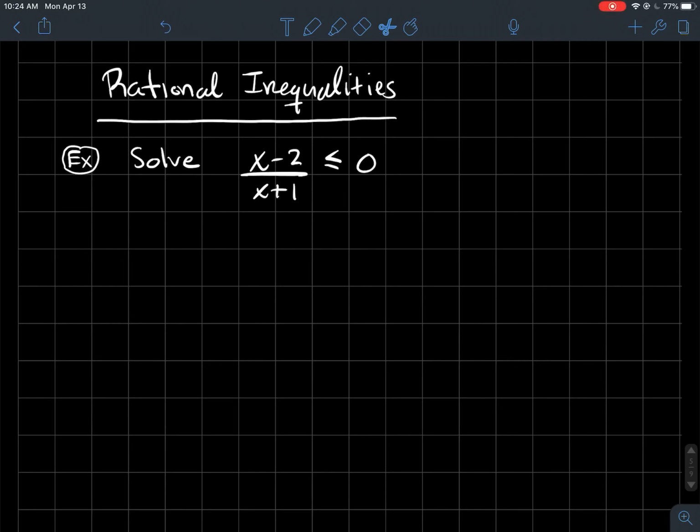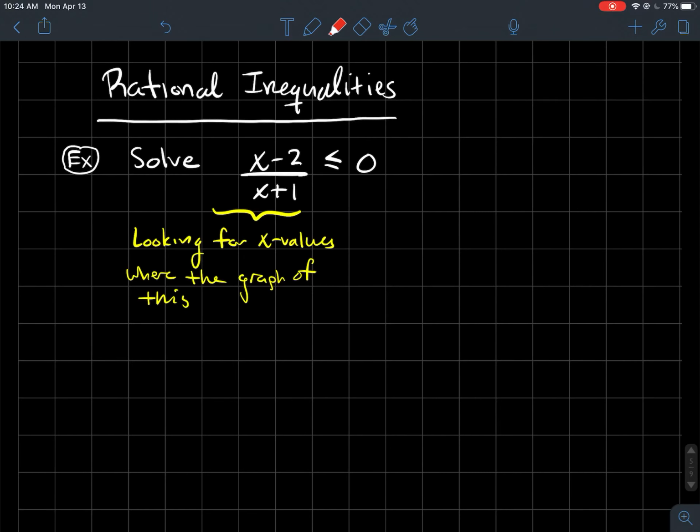All right, here is an introduction to how to solve rational inequalities. So remember, a rational function is like a fraction of polynomials. That is this side over here. So we want to solve something like the fraction x minus 2 over x plus 1 is less than or equal to 0.